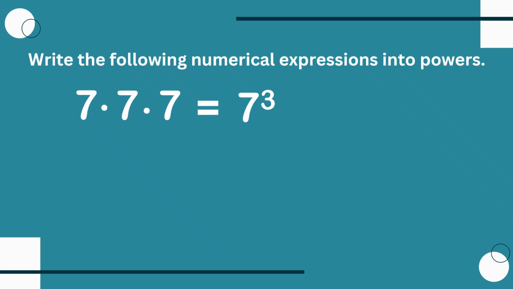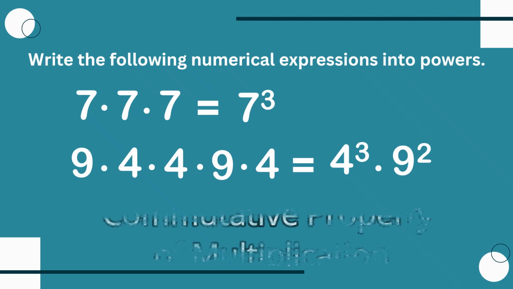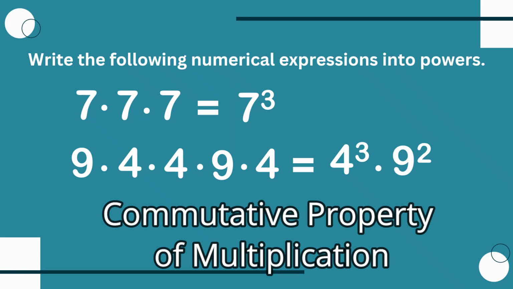How about this example? 9 times 4 times 4 times 9 times 4. Okay, what is your answer? Yes, you are right. The answer is equal to 4 raised to the exponent of 3 times 9 raised to the exponent of 2. It can also be 9 raised to the exponent of 2 times 4 raised to the exponent of 3. The answer is just the same because of the commutative property of multiplication.